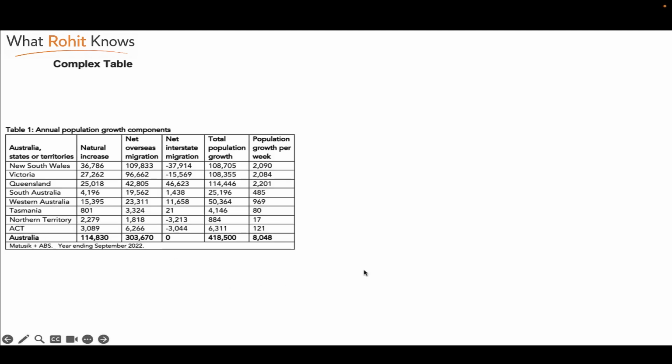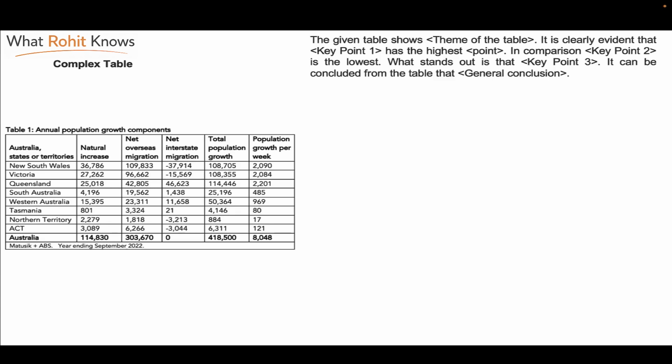Okay. Now the tables can get complex. So this is a complex table that you might get. Here, there will be a number of columns, and each row is basically one piece of information, usually about what is in the first column. Here, this is the annual population growth for each of these Australian states or territories mentioned in the first column. And then the different growth components: how much of that growth is natural, how much comes from overseas migration, from interstate migration, how much is the total population growth, et cetera. So here's the template, and it's very similar to the earlier template, just that when you talk about any particular row, like key point 1 has the highest, it will become a longer sentence for you.